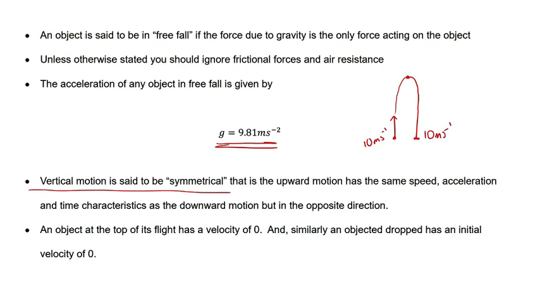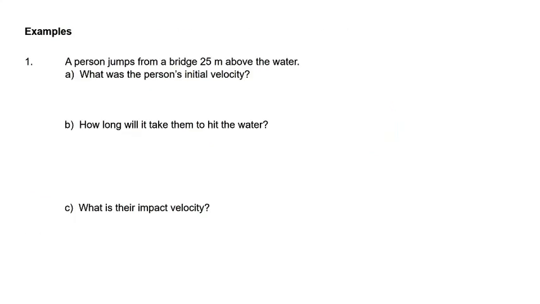At the top of its flight, the velocity is 0. So here, velocity is 0 because it's stopped and it's turning around to come back down. However, it still has an acceleration of 9.81 meters per second squared downwards because it's in the process of changing direction and coming back down. So it's still accelerating even though it has a temporary velocity of 0.